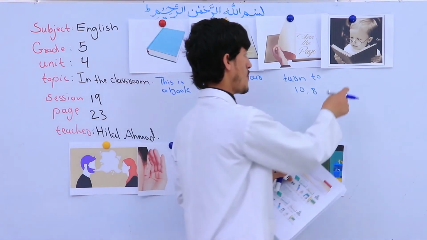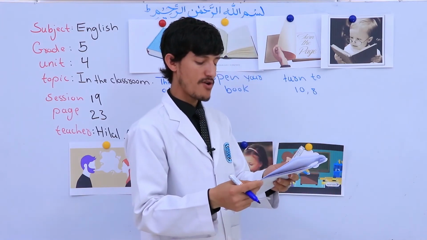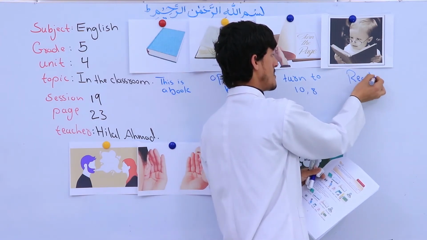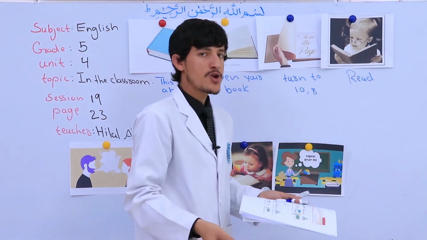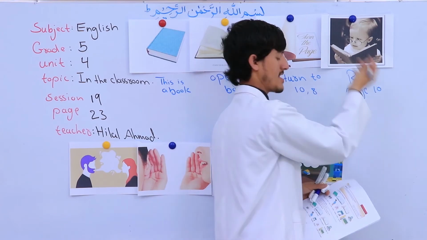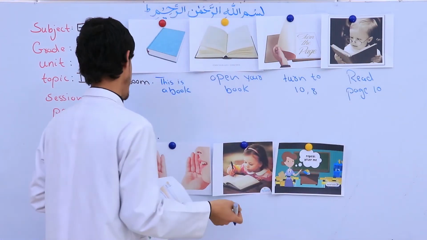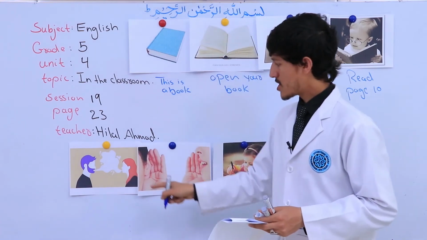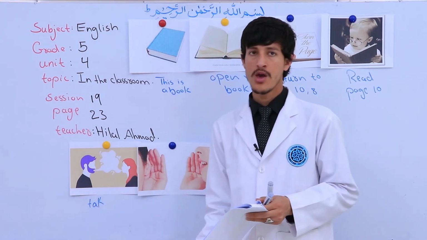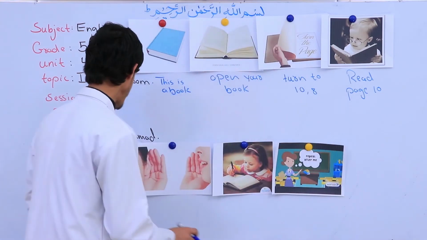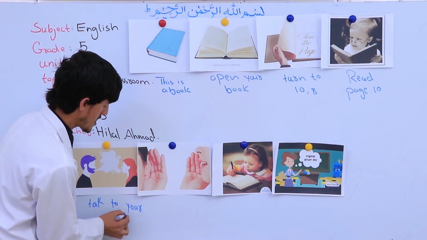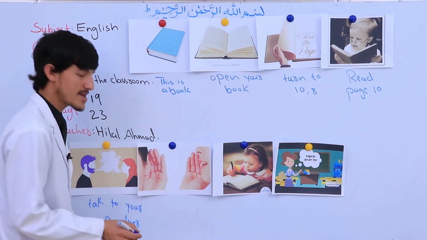The next is, what do you see here? Here we have read. What? Read. Read what? Page 10. Or 14. What do you see here? Talk. Talk to your partner.